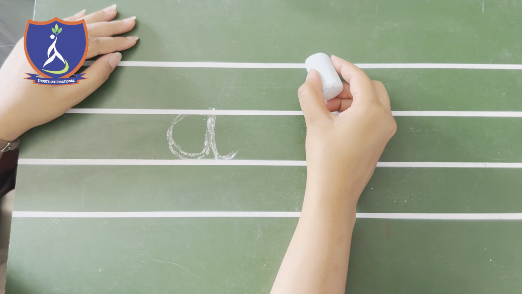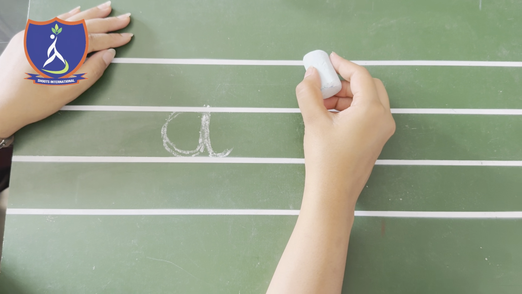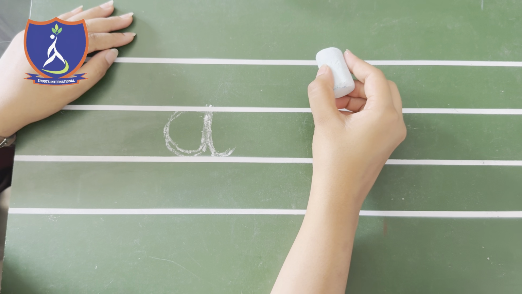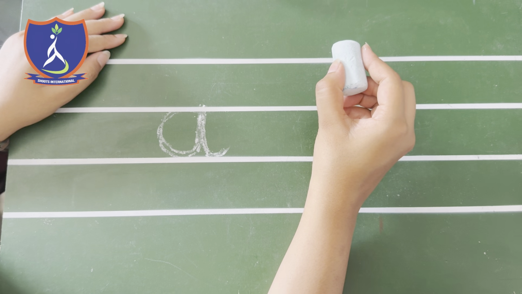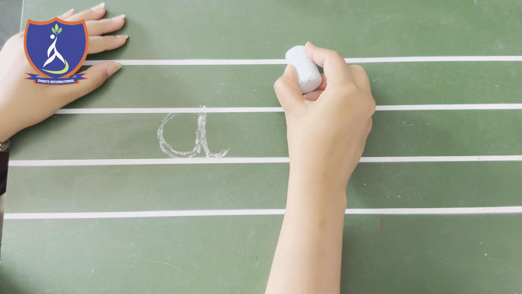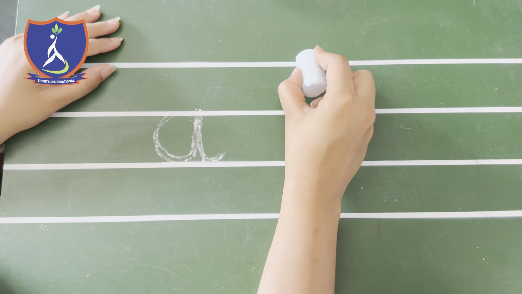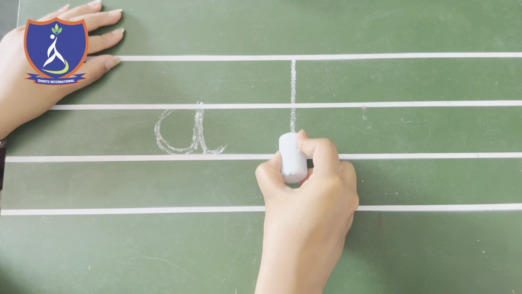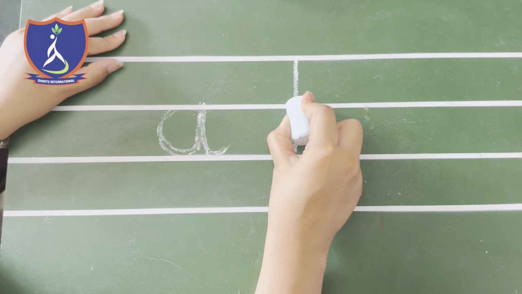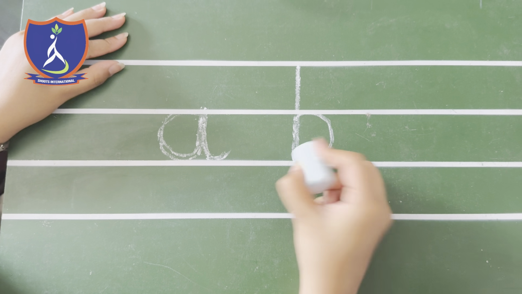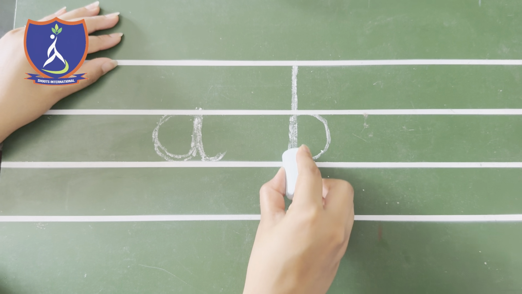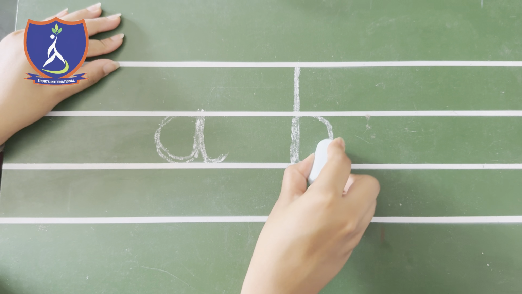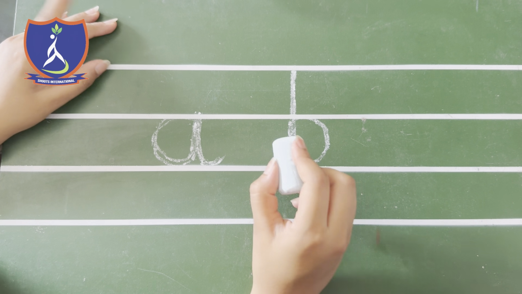Right? The next letter is letter B. It is not ba or b. This is the letter B. You will start from the first line. B is down, up, and around. See, I did not pick my pencil. B is down, up, and around. This is the letter B.